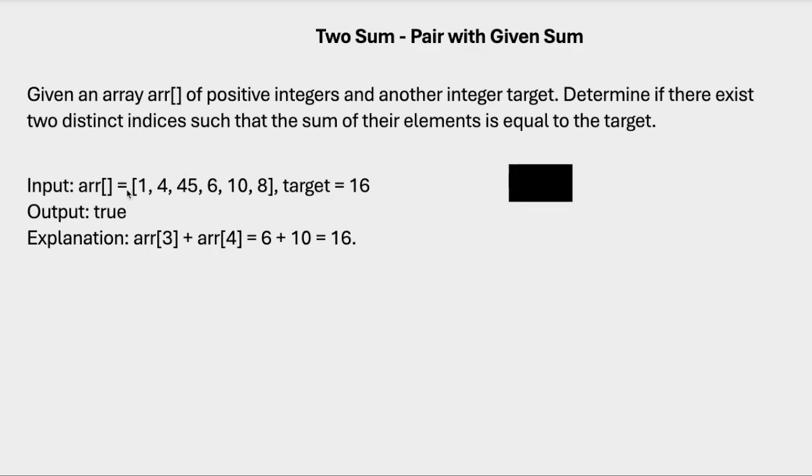For example, in this particular input array, 6 and 10 will sum up to the target, which is 16, and hence my output will be true. If I don't have any such pair of numbers, if I don't have two numbers which sum up to target in the input, then my output will be false. So this is the question entirely. This is what we need to do.